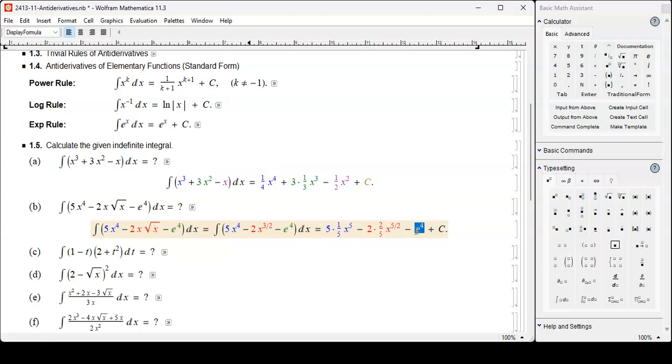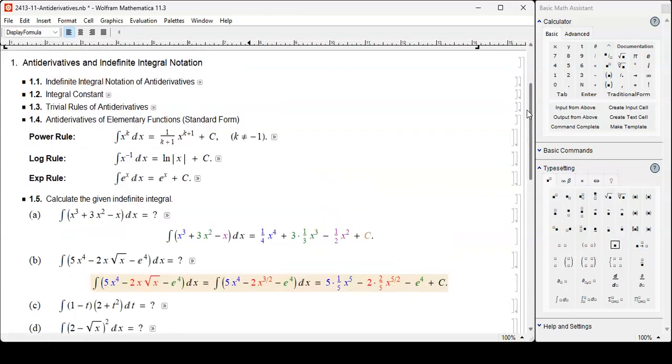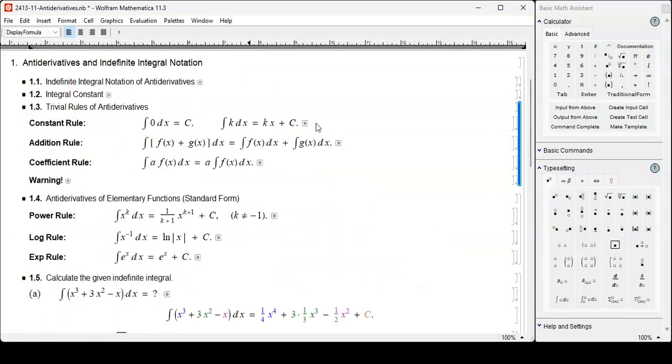Green? No, not yet. This and that. Are they the same? No, not really. This is e to the x. This is e to the 4th power. There's no x in there. So this is not an exponential function. This is just a constant. So you have to use the constant rule, you see?